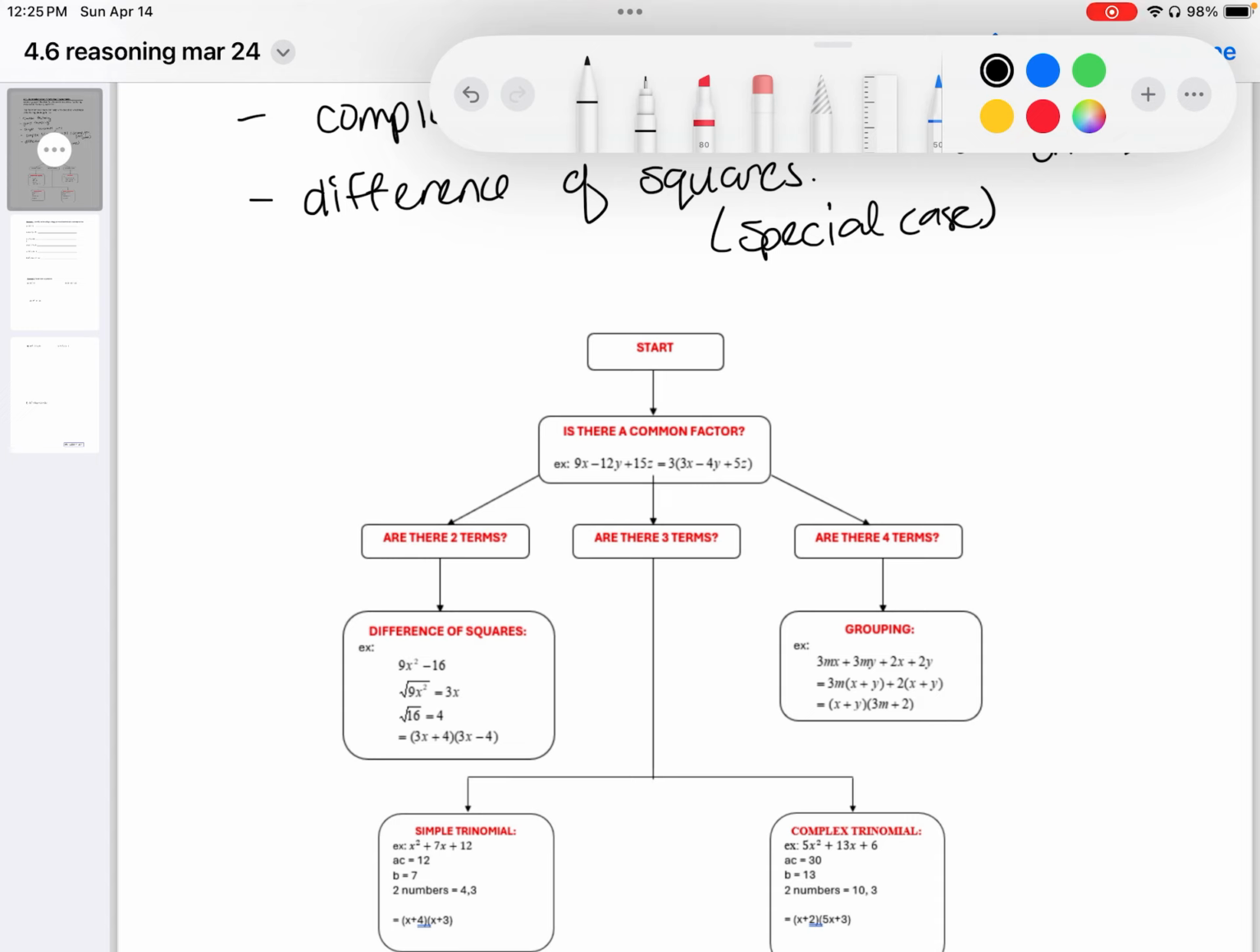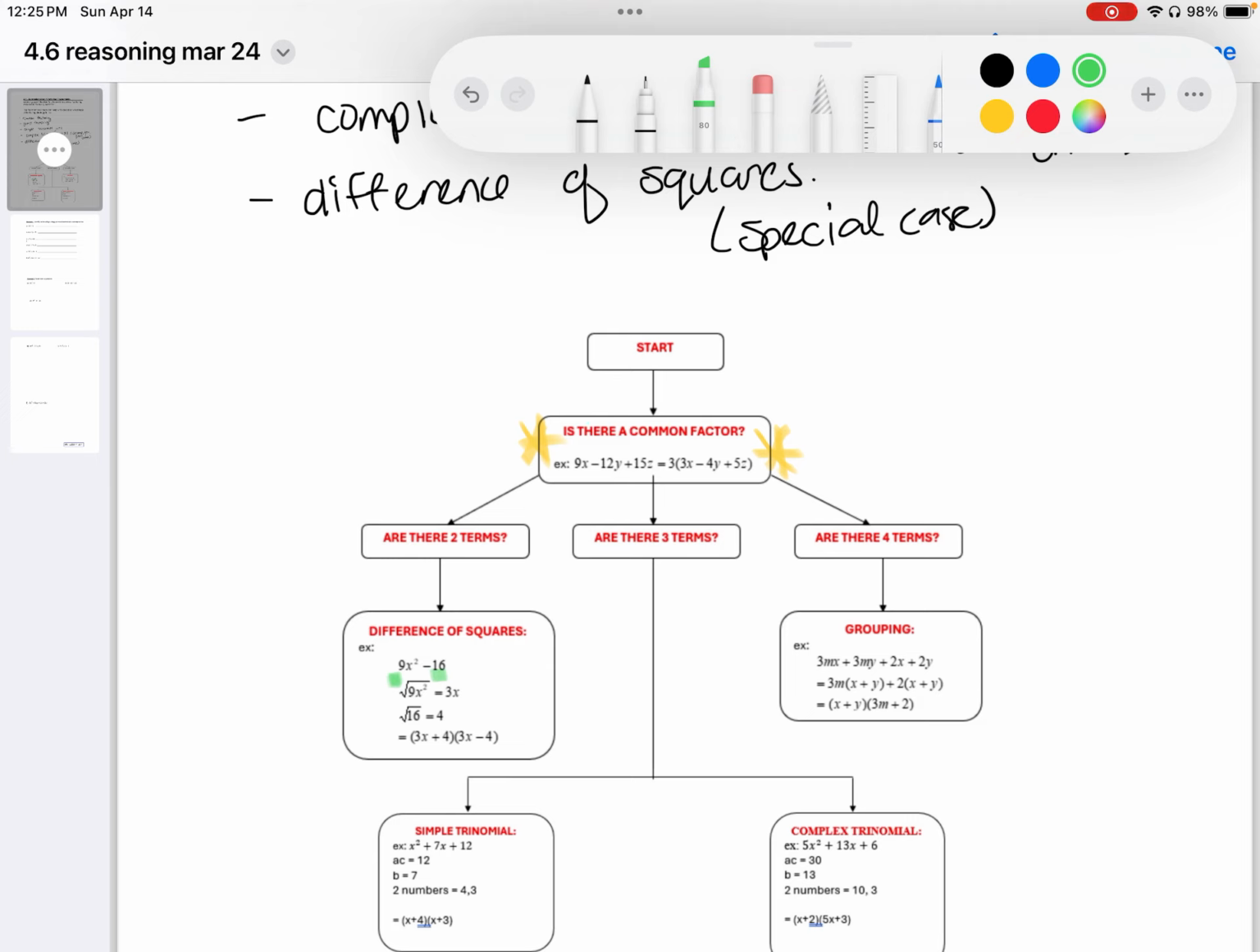Always, always, always, we are looking for a common factor. Then you check the number of terms. If there are only 2 terms, then it is a difference of squares. So in the example here, 9x squared and 16 are able to be square rooted nicely. So the square root of 9x squared is 3x. The square root of 16 is 4.